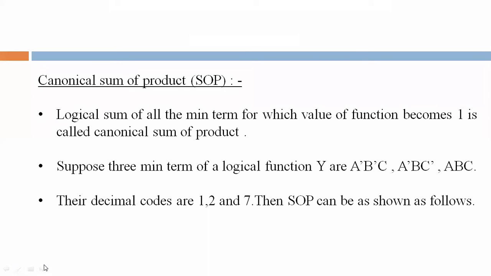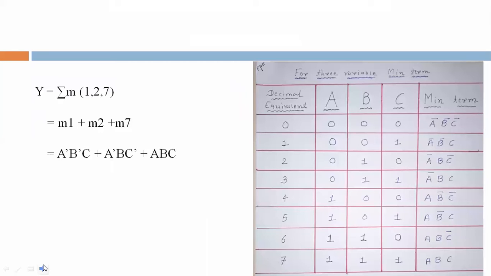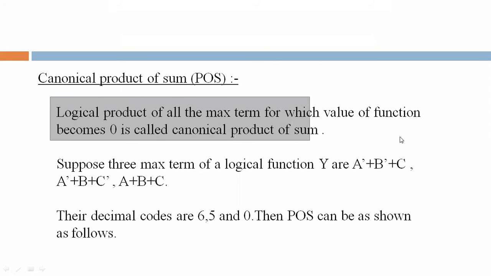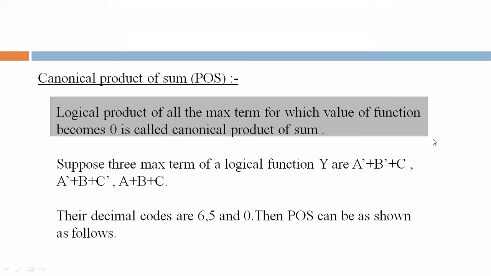So this is regarding canonical sum of product. Now we are discussing the canonical product of sum. Based on that, first we need to know about min term and max term. Then we can very easily get the logical product of all the max terms for which the value of the function becomes 0, which is called canonical product of sum.